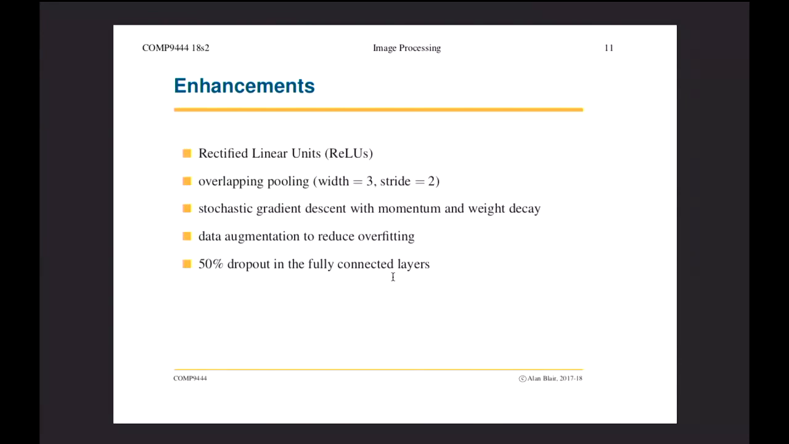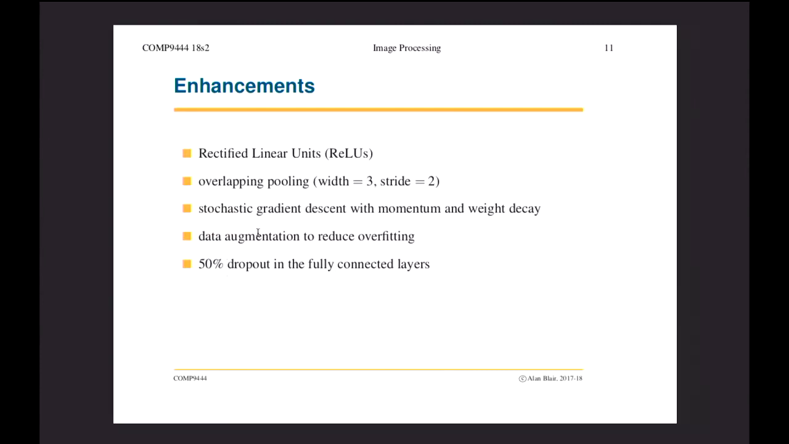Okay, so some of these we talked about. It's rectified linear units, overlapping pooling, stochastic gradient descent with momentum and weight decay. We talked about the momentum and the weight decay. Those weren't just abstract ideas. Those things are actually used in practice. You can look in the paper for what the parameters were, but they had weight decay and momentum.